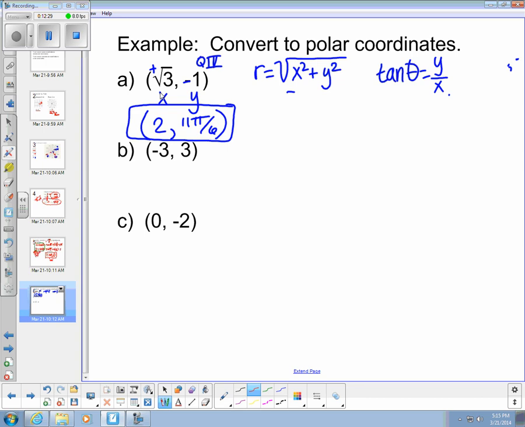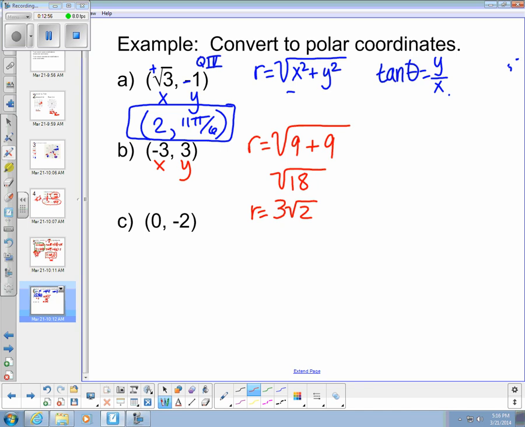Okay, so remember your formula for r is the square root of x squared plus y squared. So if my x is negative 3, squared is 9. Y is 3, squared is 9. So I'm looking at the square root of 18, which can simplify to 3 times the square root of 2. So r is 3 square roots of 2.